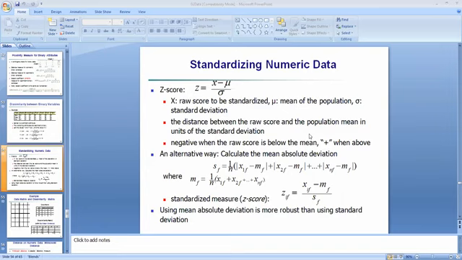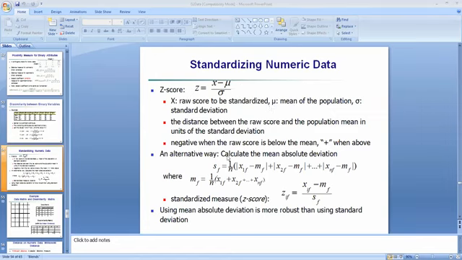Now, the Z score is the distance between the raw score and the population mean in units of the standard deviation. You can see here that x minus mu is the distance in units of the standard deviation. This is the raw score, and the population mean is mu.